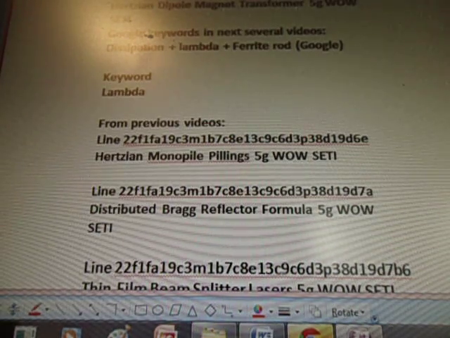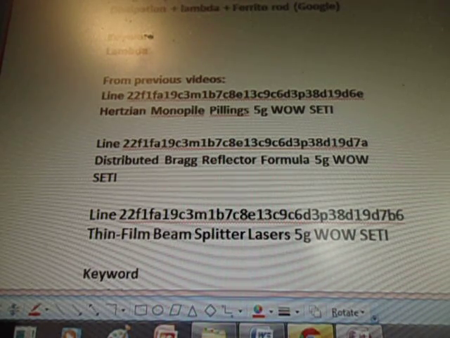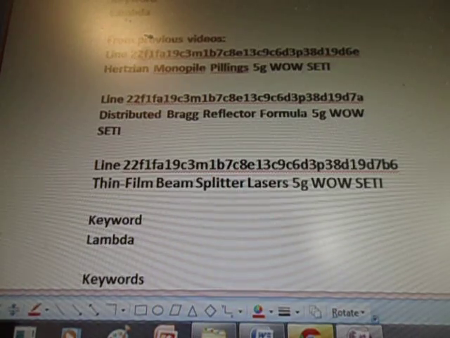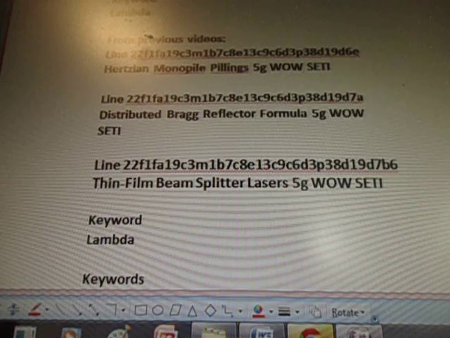13c9c6d3p38d19d6e Hertzian Monopile Pillings 5G Wow Seti. Line 22f1fa19c3m1b7c8e. 13c9c6d3p38d19d7b Distributed Bragg Reflector formula 5G Wow Seti. Then we have line 22f1fa19c3m1b7c8e.